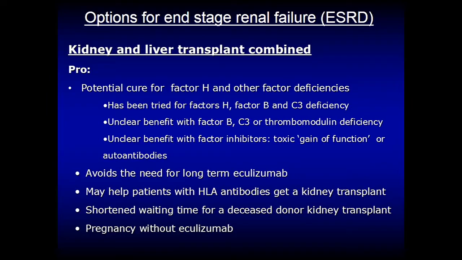Sometimes you can have atypical HUS from antibodies that can inhibit the function of complement, and that too may not necessarily be treated by a liver transplant alone. But a liver transplant avoids the need for long-term eculizumab. It may help patients who have HLA antibodies. So HLA antibodies are antibodies that I make against all of you in the room if I were to be exposed to your tissues or your blood. It's the proteins that define who we are and makes me different from him.